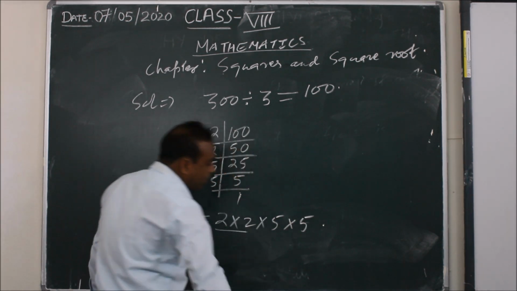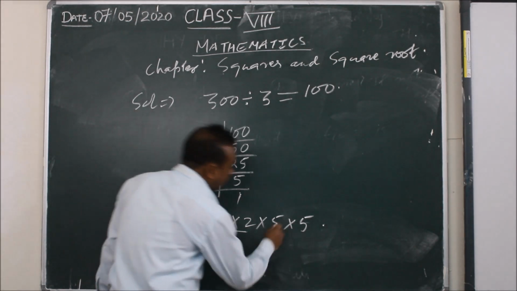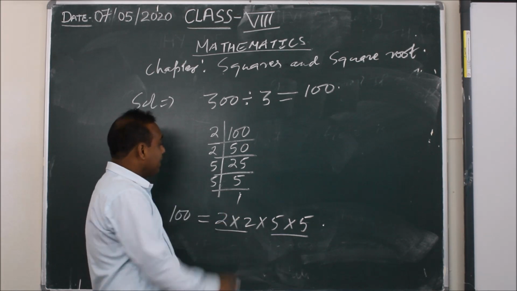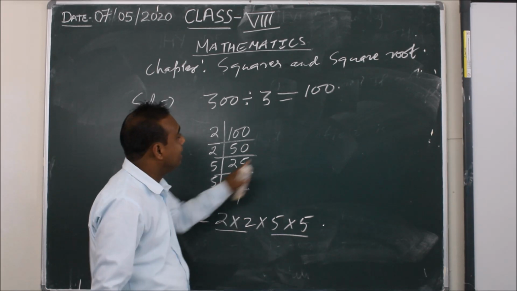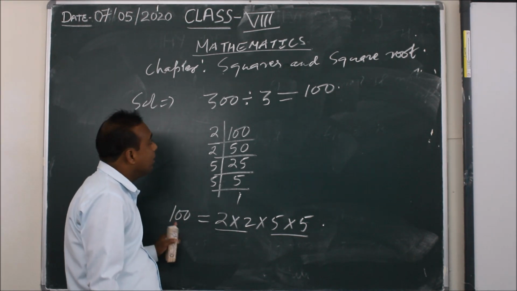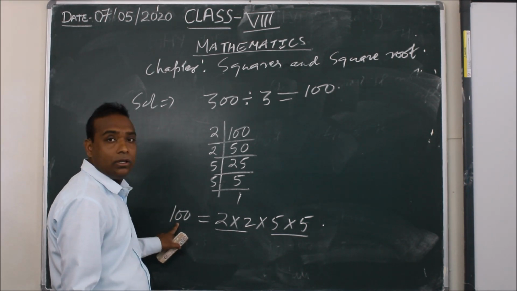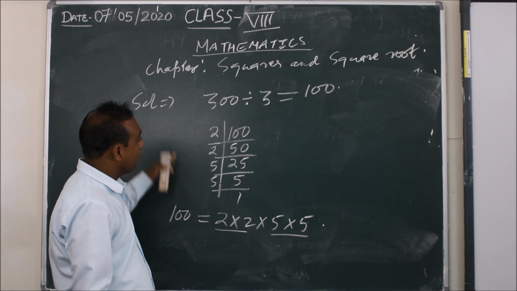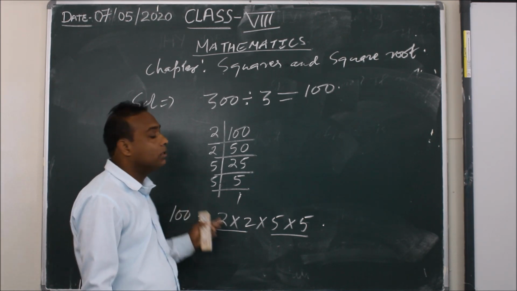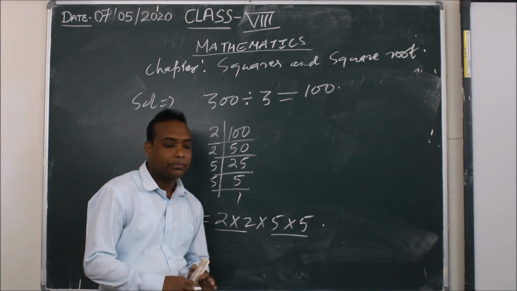So make pairs. 2 is in pair. Now 5 is also in pair. So we can say that whatever number we have got here, that is a perfect square. So here 100 is the number. So in this way you can check and find out whether the given number is a perfect square or not.